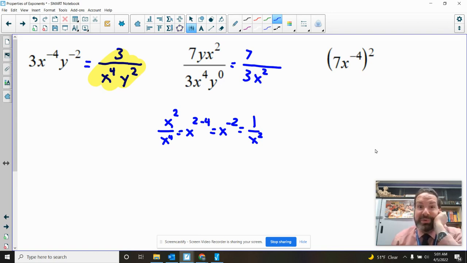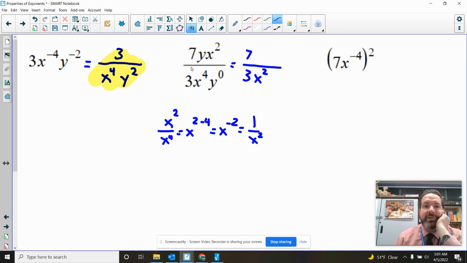Now, I told you there was another way to get there. Here's how I think about it. I simply say, okay, I've got x's on the top and the bottom. Where do I have more? Well, there's more x's down here on the bottom. How many more? Well, 4 to 2, that means 2 more. So that's what I'm left with. X to the second on the bottom.